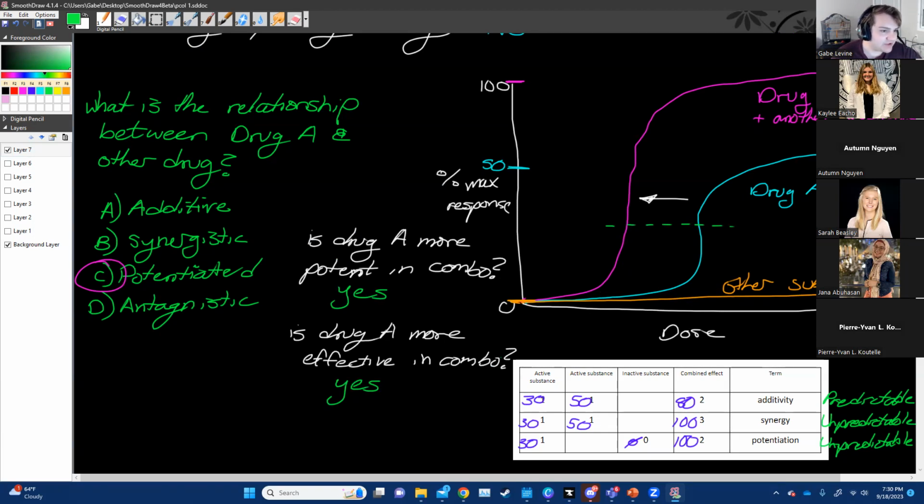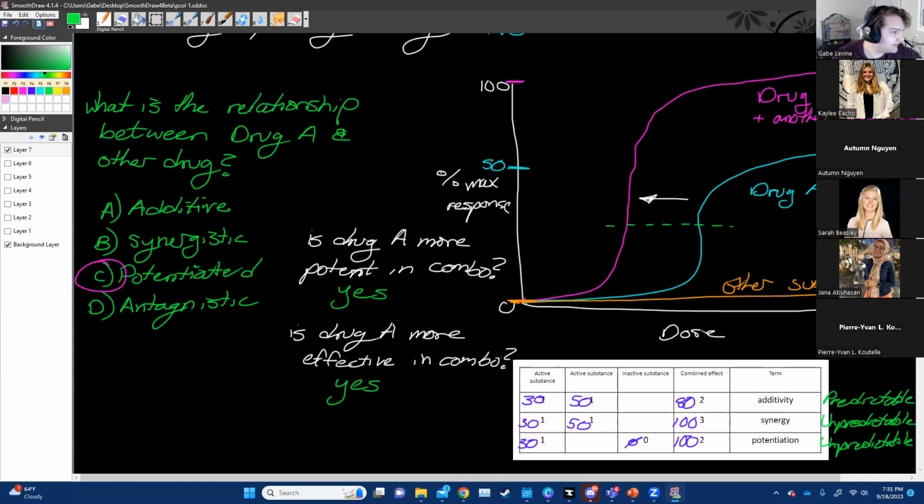These are the sorts of questions that you should be expecting on the exam. Things about relationships: more potent, less potent in combo, more effective, less effective in combo. And it really comes down to being able to manipulate these variables and being really comfortable with them. When we look at the practice questions, you'll get more of a feel for how he's going to ask them.